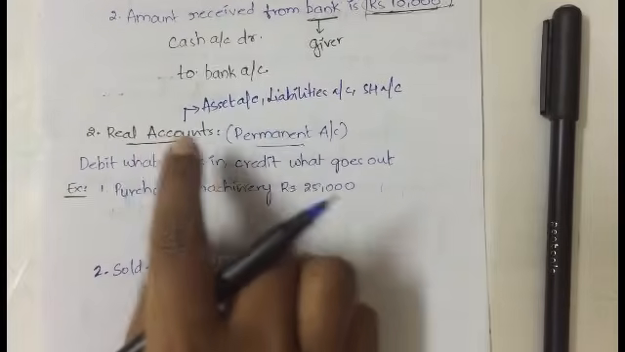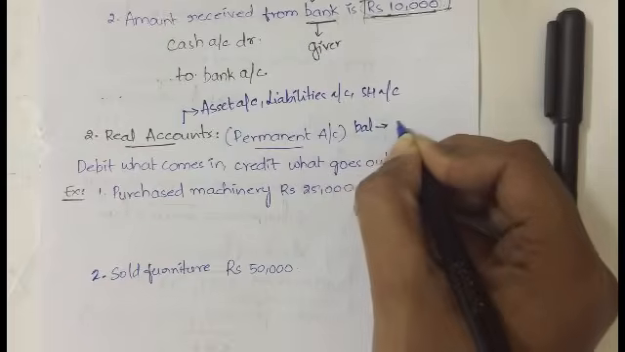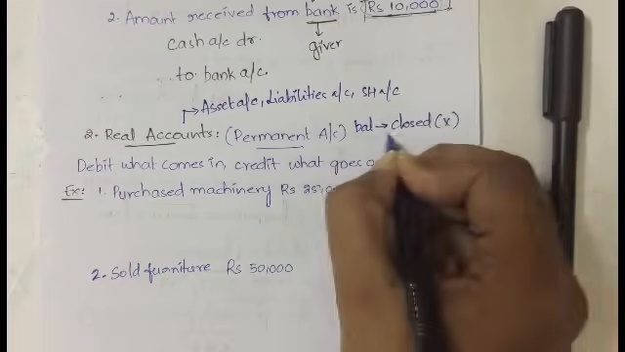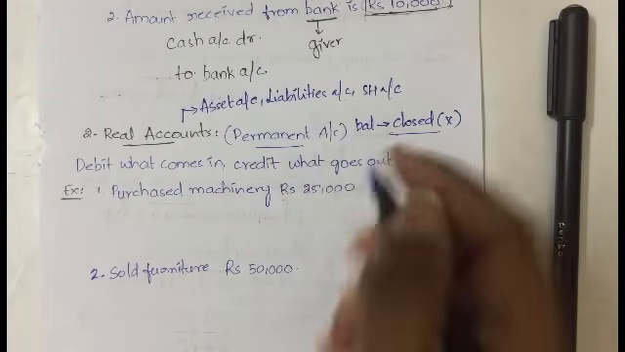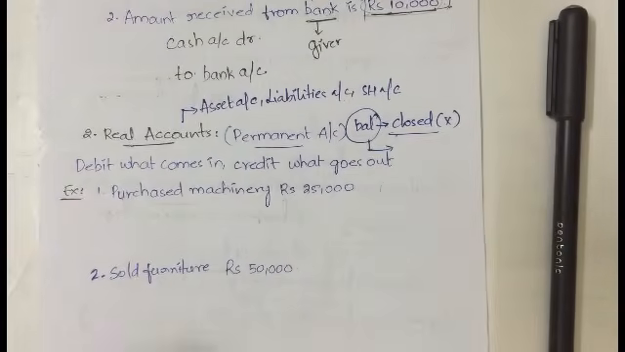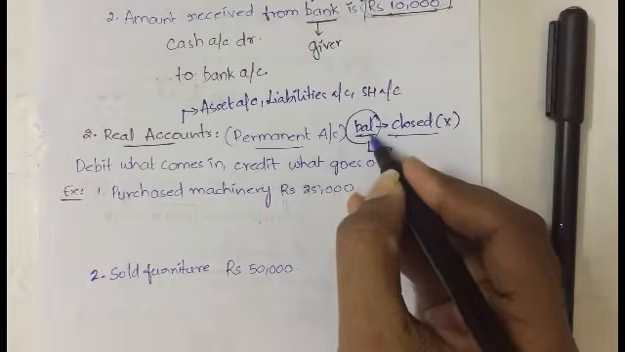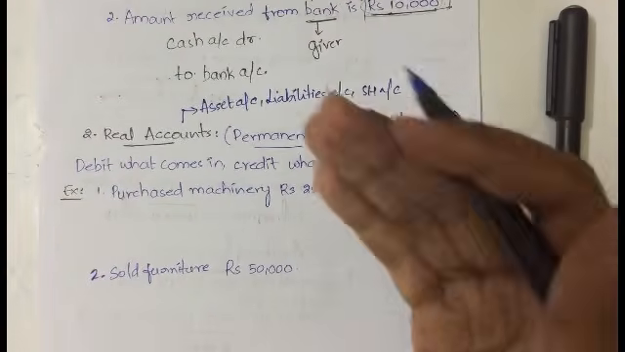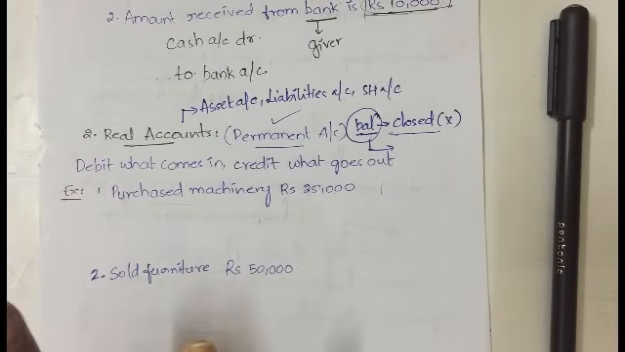Okay, and real accounts are also called permanent accounts because the balance is not closed every year. At the end of the year, whatever balance they get from accounts will not be closed. This balance will become the beginning balance of the next year or the next period. It may be a quarterly period, a half yearly period, or an annual period, whatever it is, the ending balance will not be closed. This will become the beginning balance for the next cycle. That is the reason why it is called a permanent account.